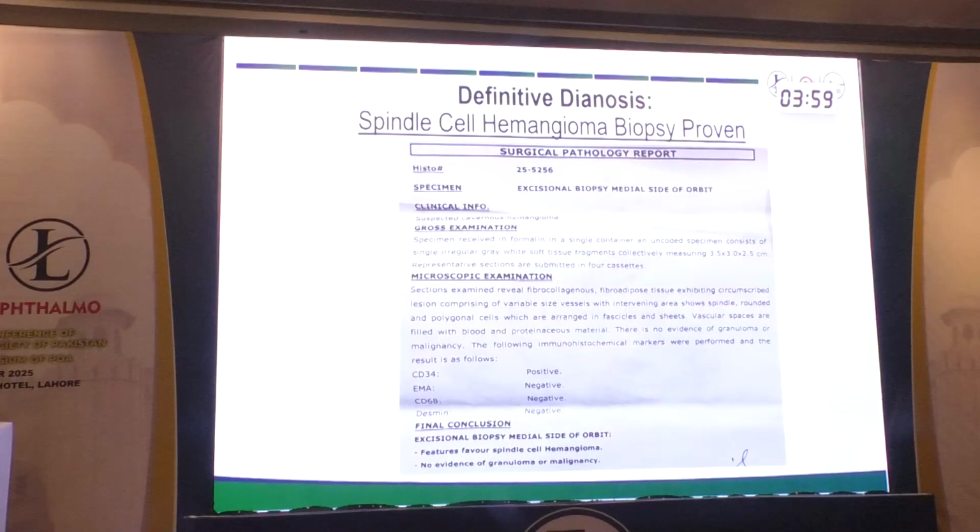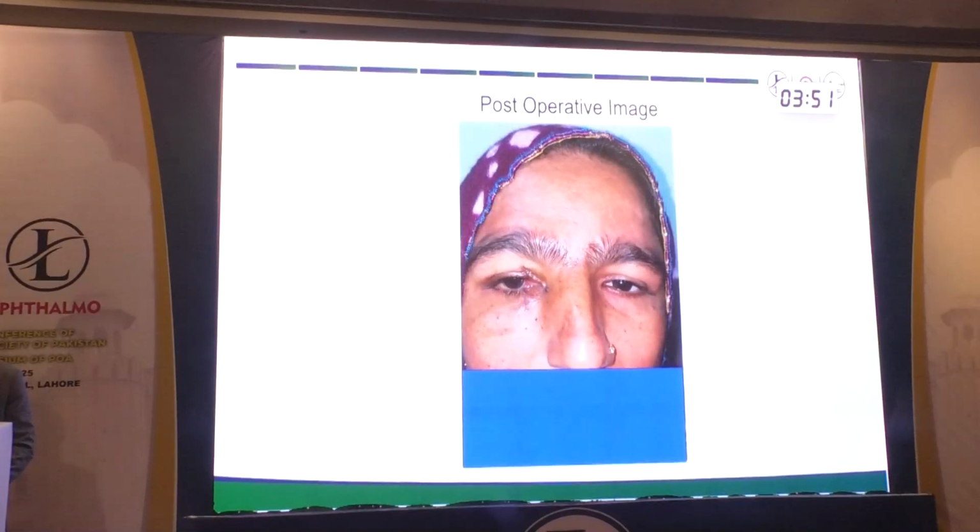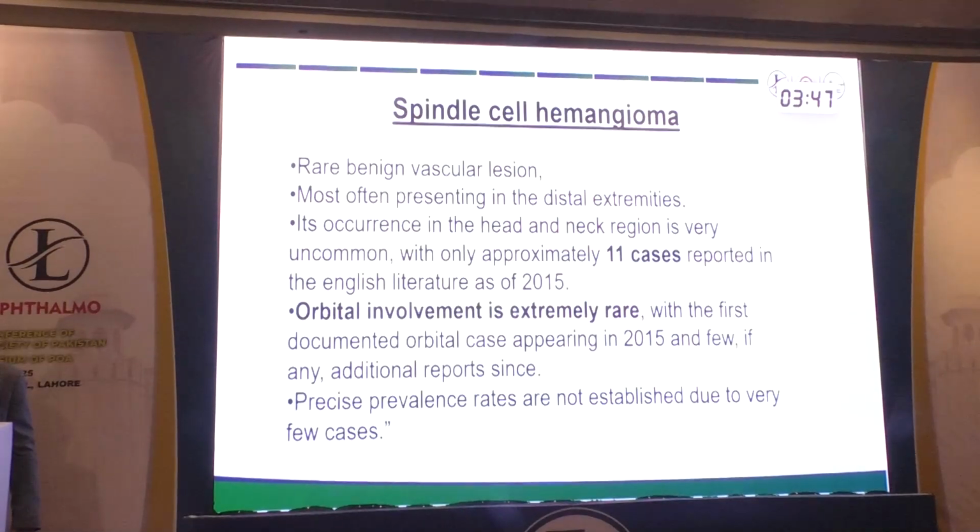But we went for the histopathology. It was found that it is basically a spindle cell hemangioma, which is extremely rare in the orbit. So this was a picture of a patient post-operatively.